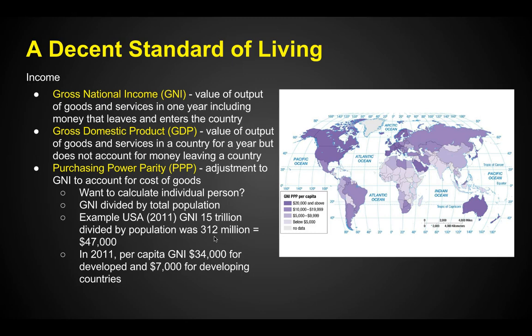So for example, a person in the United States, most likely in 2011, the average is going to be $47,000. As opposed to that, looking at the GNI of developed countries overall, the GNI is 34,000. In developing countries, they only made 7,000. You can see how big the gap is there, just based on those numbers.